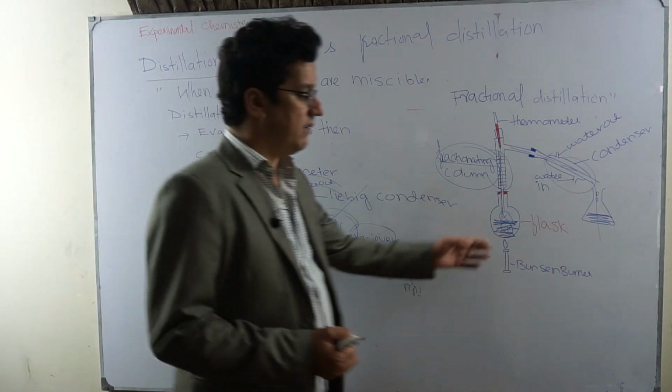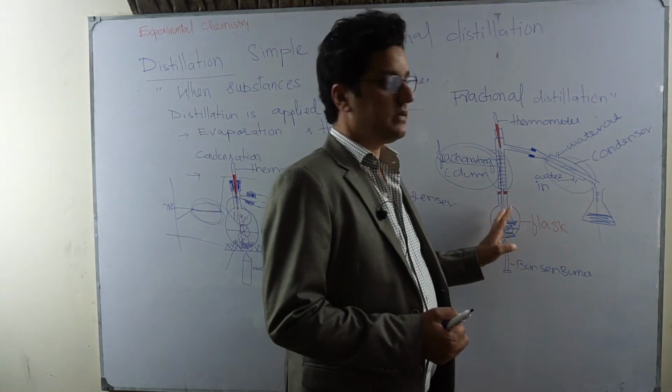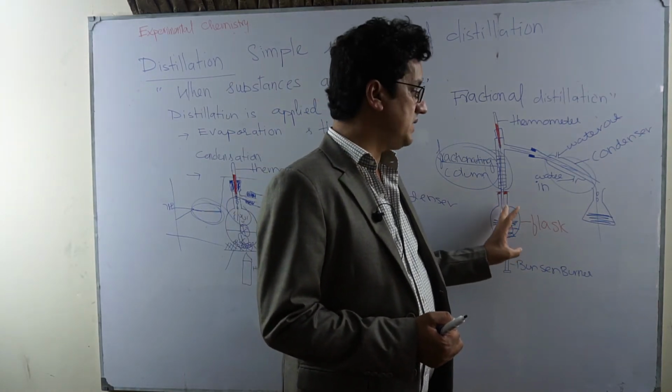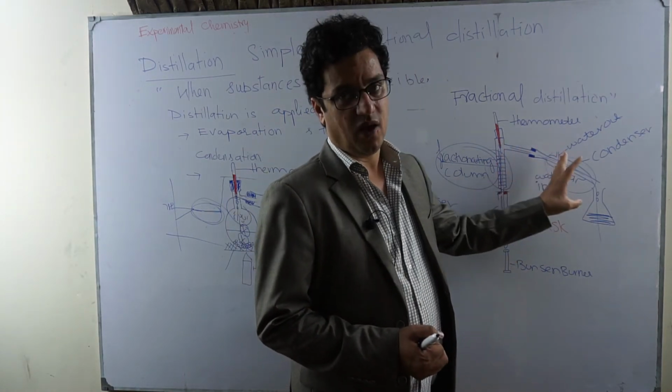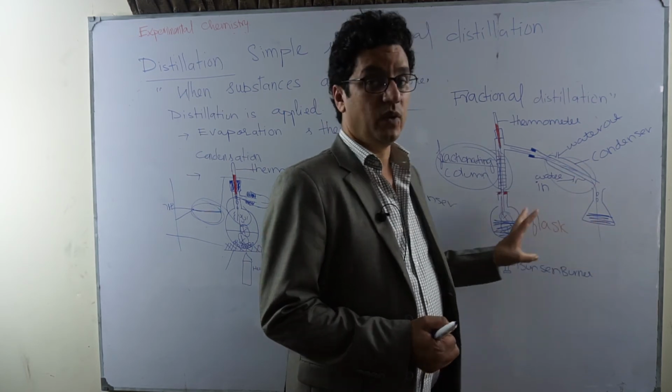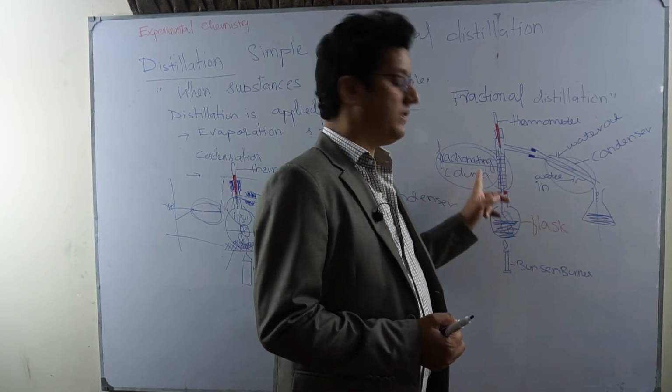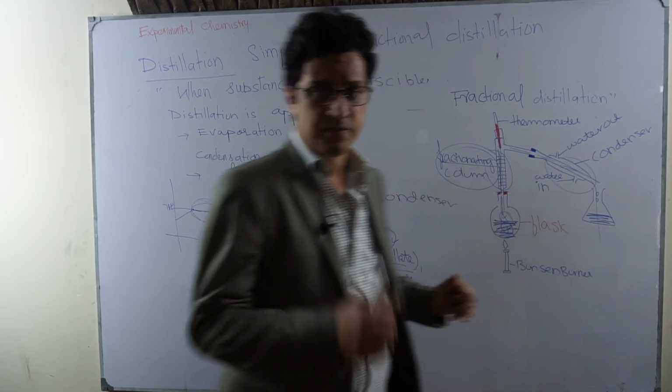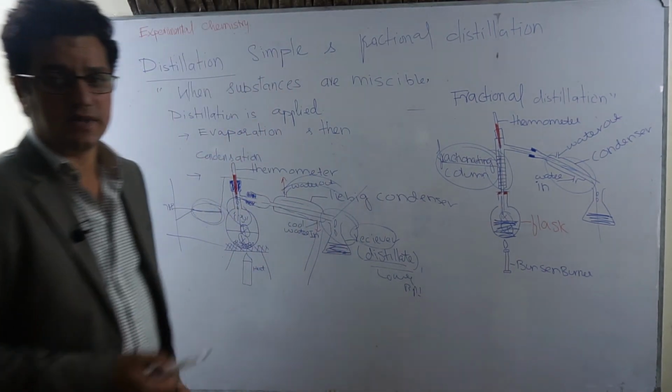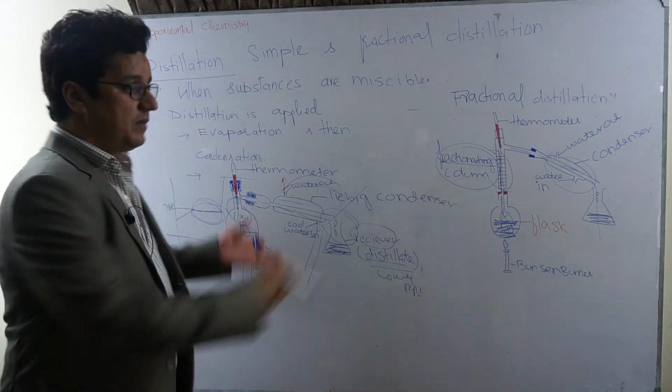Here again evaporation is done, and the vapors of the substance whose boiling point has been reached will manage to pass all the hindrances and obstacles. They go there, but the one whose boiling point is not yet reached is checked by the fractionating column. So, more accuracy.